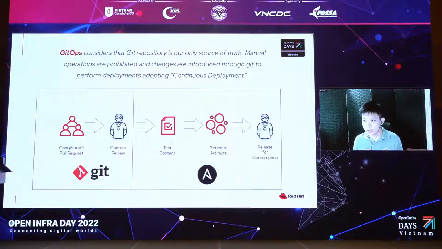So if you look at this, we have a contributor pull request, we go through content review from a Git perspective. We can use tools, for instance, like Ansible, to do a test of the content, generating artifacts, and then we can release it for consumption. Of course, it can be other tools. In this case, we're just using Ansible as an example.